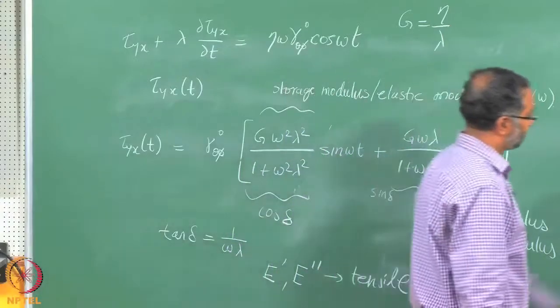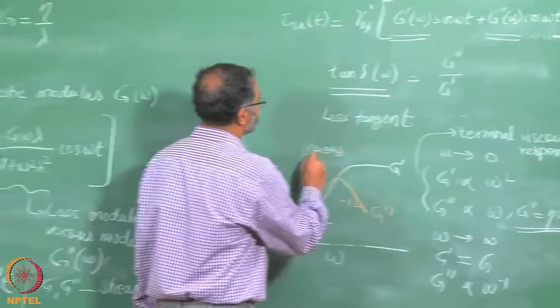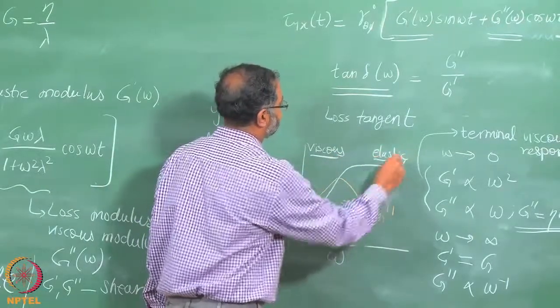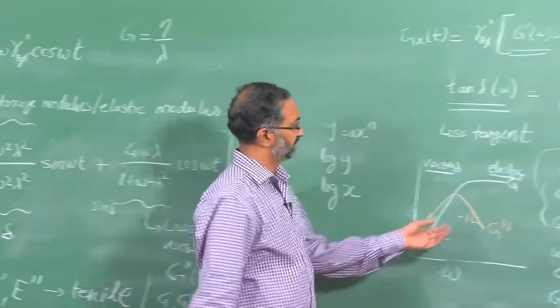So, therefore, this is the viscous response according to the Maxwell model, and this side is the elastic response. And so, this is what is depicted in the graph here. Viscous response is minimal, right.